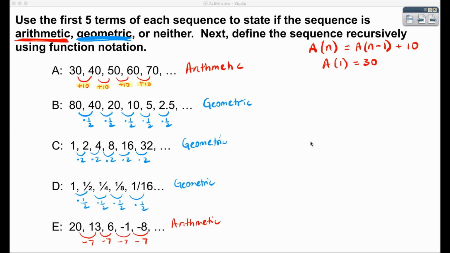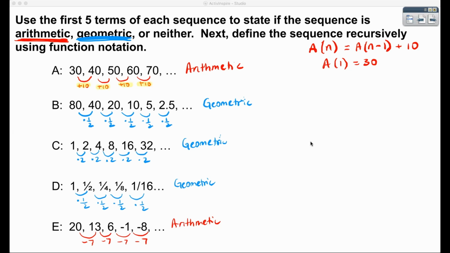We also need to know, where is this n in our A of n? Where is this starting, right? It's not going to be starting at 1. We already know that A of 1 is 30. So when we're figuring this out, what we also need to write here is where n is going to start.